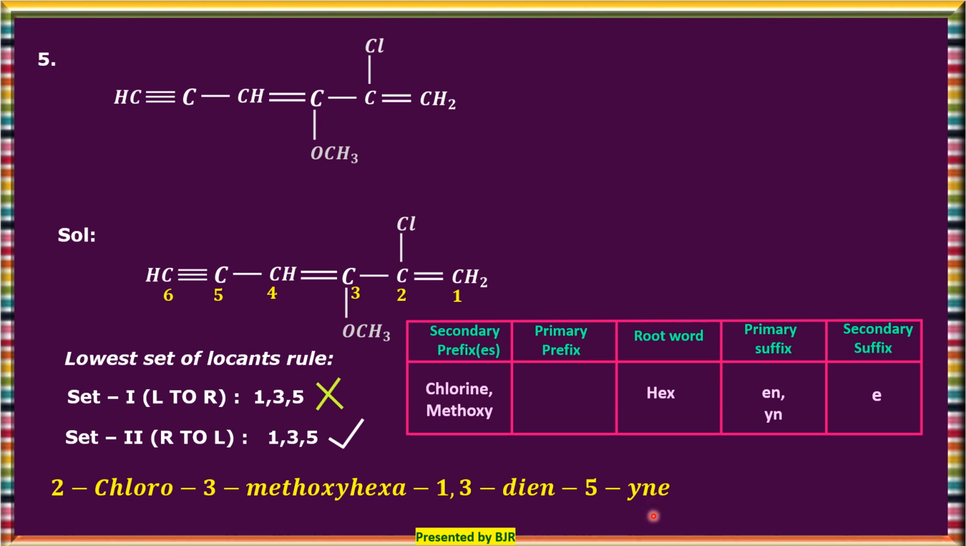Here you observe one thing. I have dropped E from ENE because this E is followed by the suffix beginning with Y. For that reason, I have dropped E from ENE here. Okay. So this is the IUPAC name of this compound.